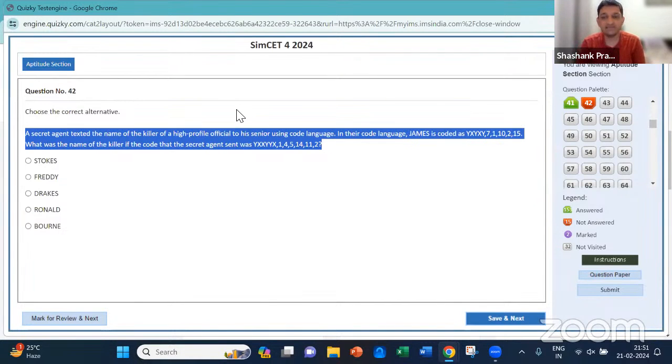A secret agent texted the name of the killer of a high profile official to a senior in code language. James is coded as YXYXY 7, 1, 10 to 15. Okay. J is 10, A is 1, M is 13, E is 5, S is 19.